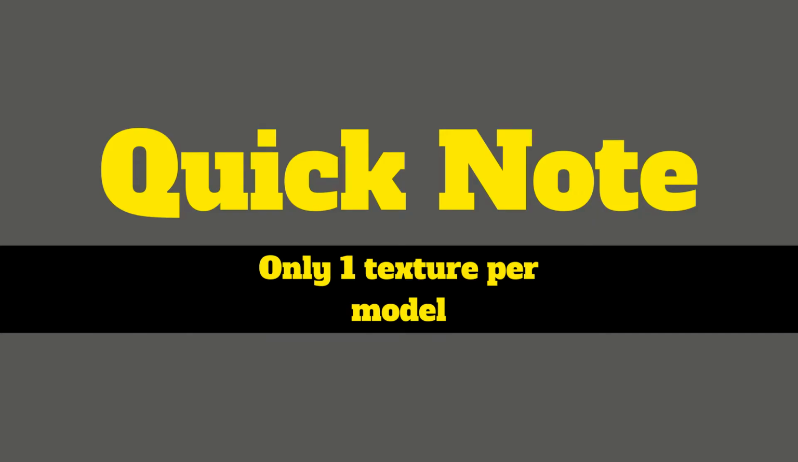Quick note, you can only use one texture map per model. This means if you're using the helmet texture map, you can't use the character texture map on the same model. You can only use one texture map per model.